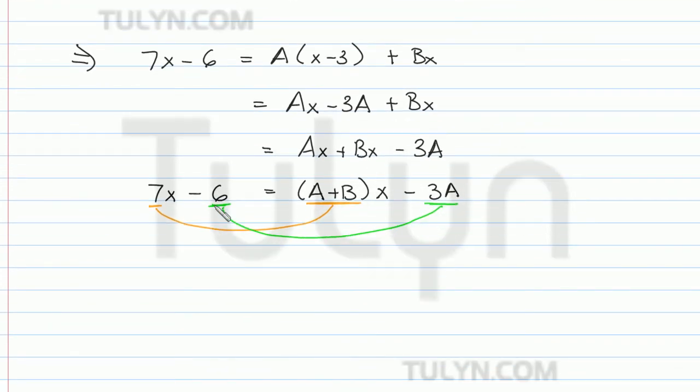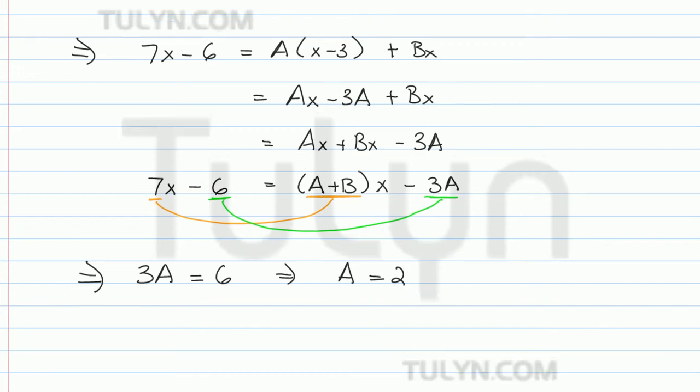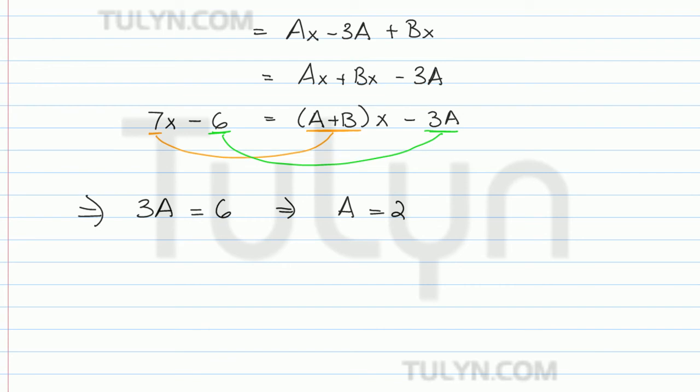Since the 6 and 3a seem the easiest to solve, let's do those first. We know 3a has to be equal to 6 for these two expressions to be equal. Dividing both sides by 3, that means a has to be equal to 2. We also know that 7 has to be equal to a plus b, but we know what a is. So that means b is equal to 7 minus 2, which is 5.